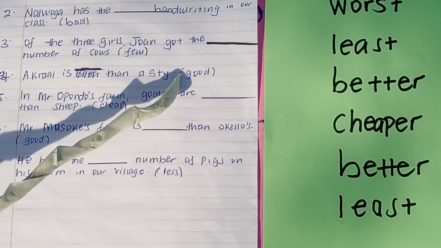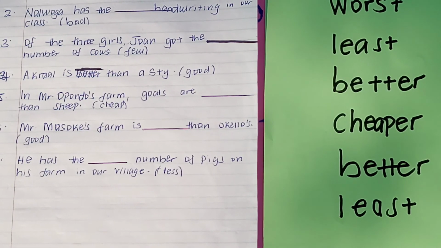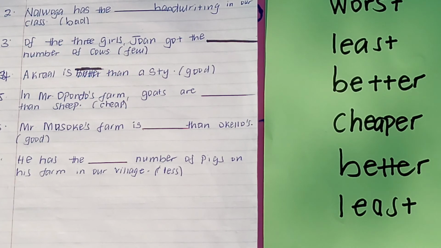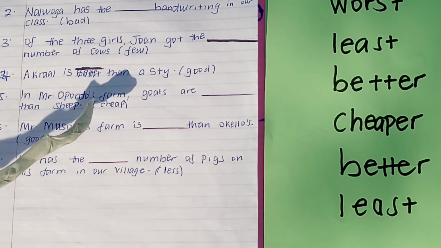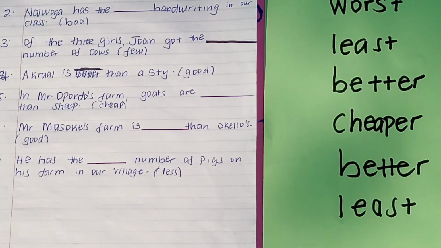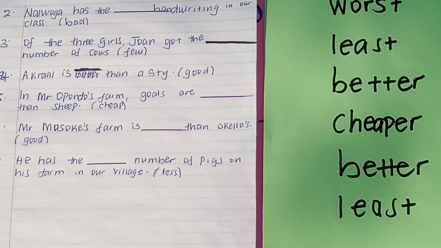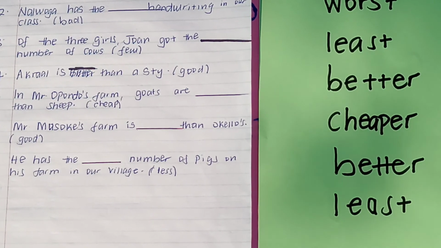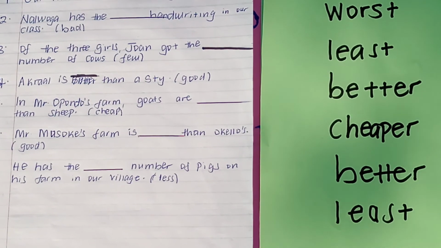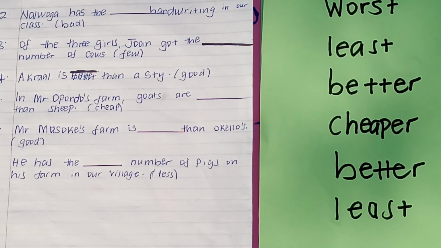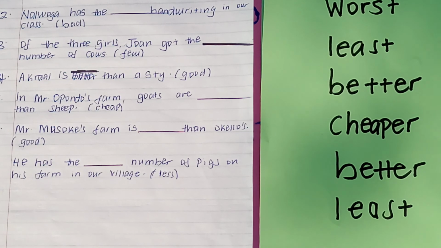We had good. Number 5, in Mr. Pondo's farm, goats are cheaper than sheep. In brackets, we had cheap. Number 6, Mr. Msoke's farm is better than Okello's. Then lastly, he has the least number of pigs on his farm in our village. And in brackets, we had less. Thank you very much for doing the work. Please mark.